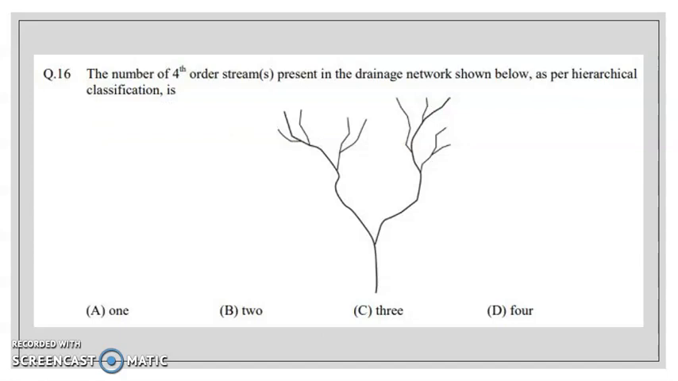So moving on, the number of fourth order streams present as per the hierarchical classification. So nothing to be confused of the hierarchical classification. It is same as the Strahler classification. So you count the streams from outward to inwards. So with that basic stream ordering, we get this. And here we can see there's only one fourth order stream. So the answer is.